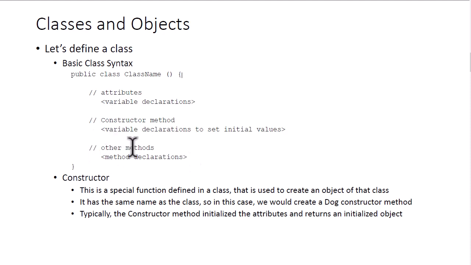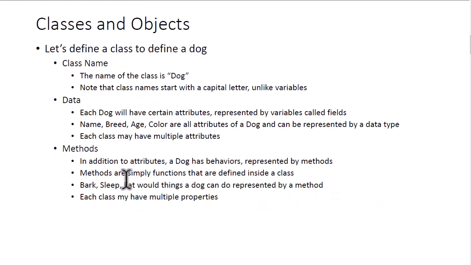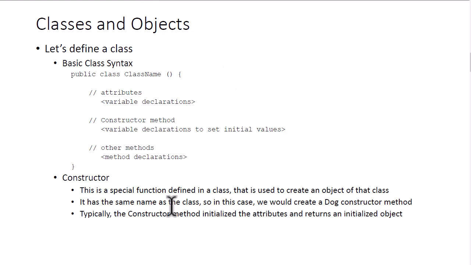So we have 4 data types we're going to create. And here's our variable declarations. Skip constructor for a second, but we're going to come back to other methods. Other methods would be the bark, the sleep, and the eat. So these would be methods that we're going to be defining that can operate on that data.